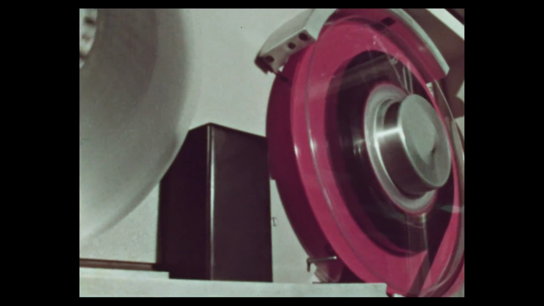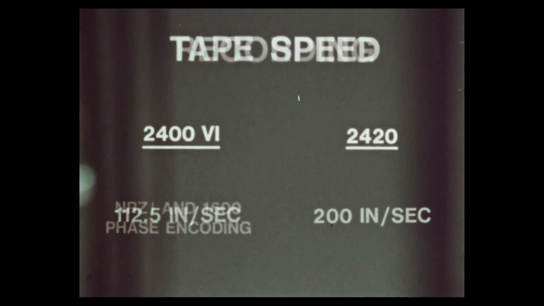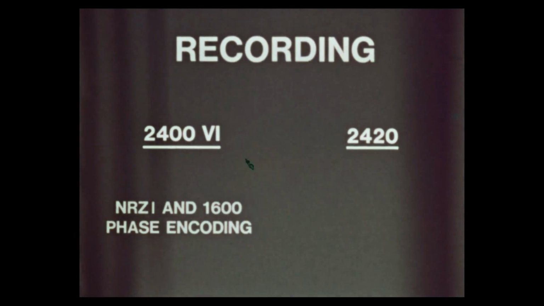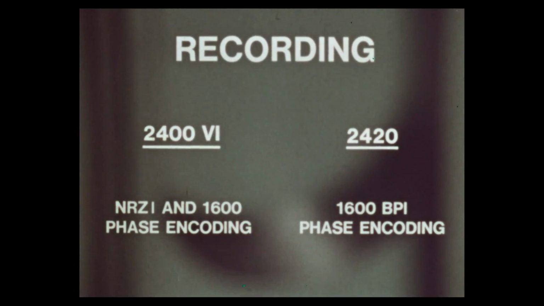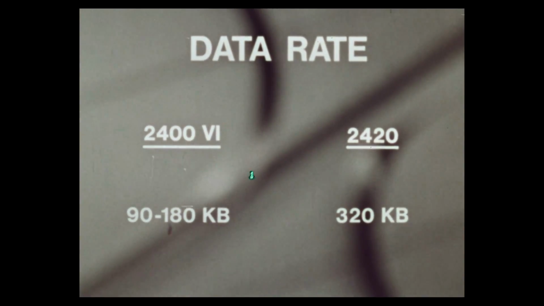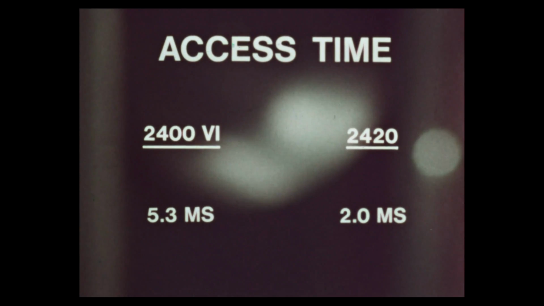The resulting IBM 2420 offers the following characteristics. Tape speed, 200 inches per second. Recording, 1600 bits per inch, phase encoding. Data rate, 320 kb. Access time, 2 milliseconds. Rewind in column at 500 inches per second.